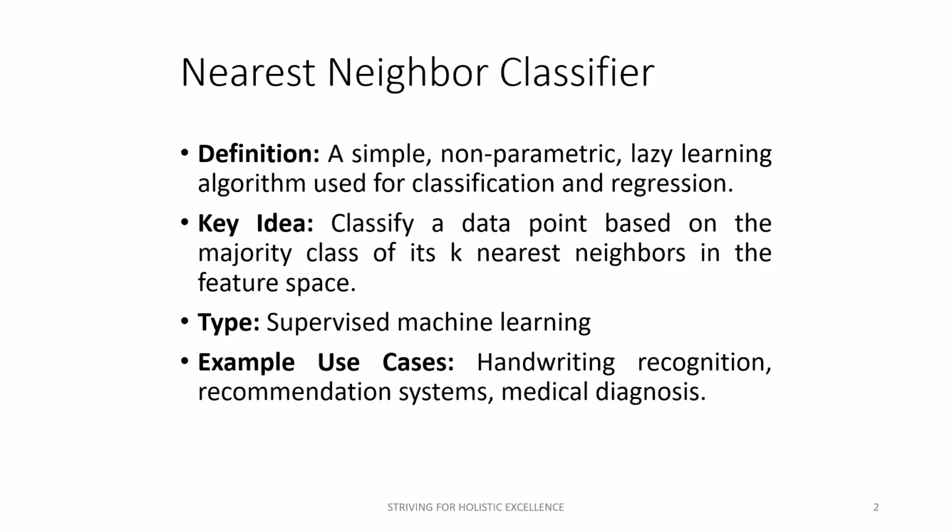As you can obviously see, this is a supervised machine learning algorithm. Why is it supervised? Because we are given the target variable. The historical data has the target variable, and using this target variable and the historical data, we devise the nearest neighbor classifier. Some of the use cases for the nearest neighbor classifier are handwriting recognition, recommendation systems, medical diagnosis, etc.